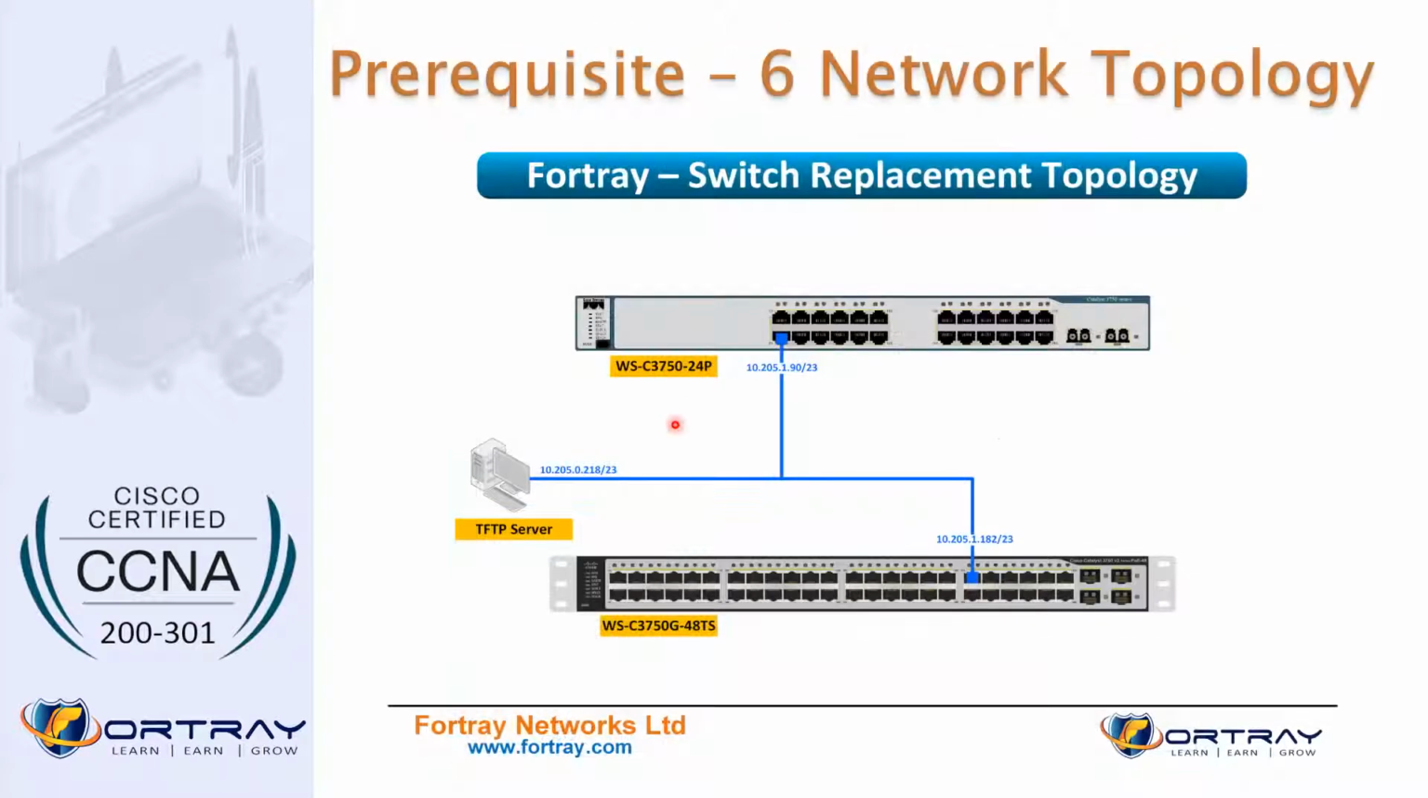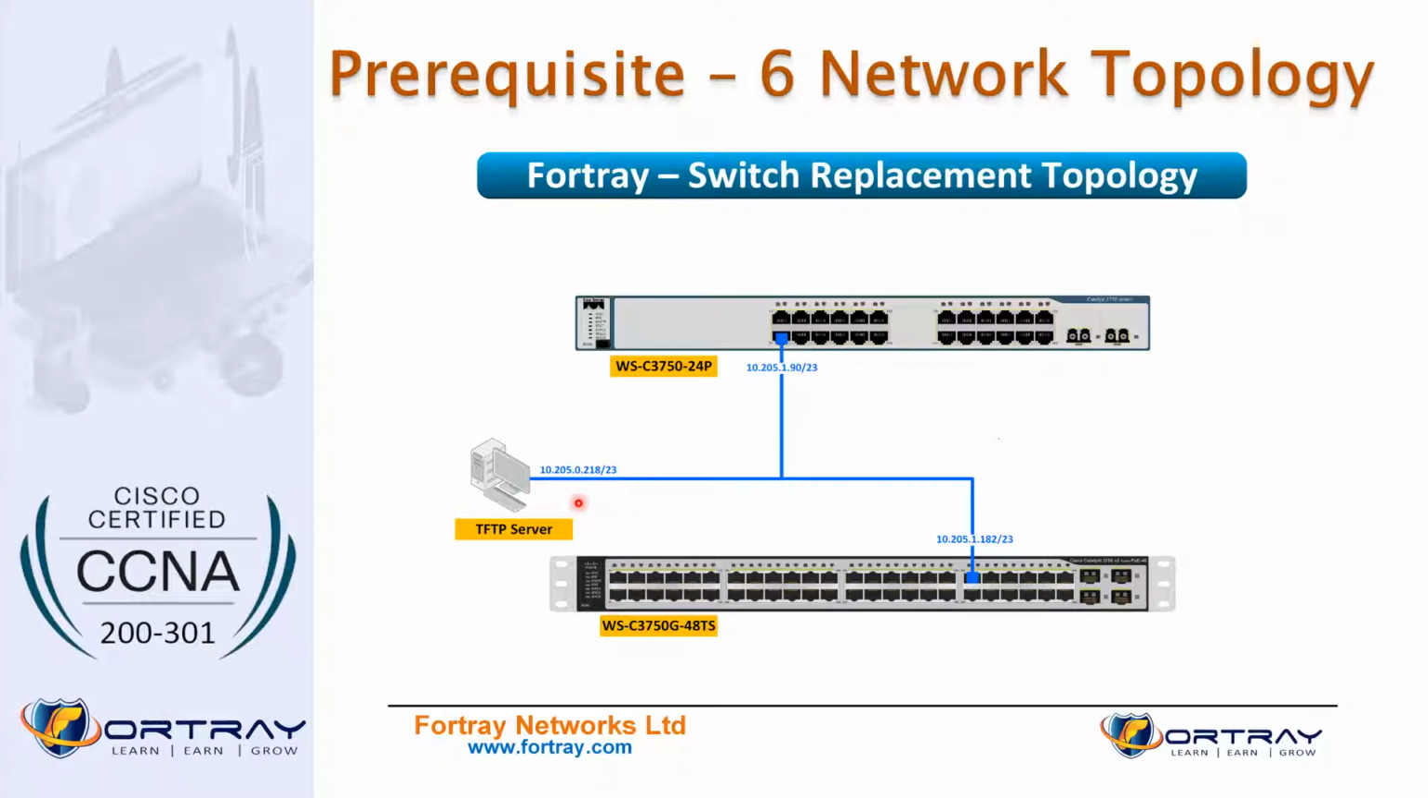Along with that, this is the topology we will be using in our network. We have two switches already connected. We have the TFTP server at 10.205.0.218, and the switches at 10.205.1.90 and 10.205.1.182. This one is the 24 port switch, and this is the 48 port switch. This is the network topology we will be using.